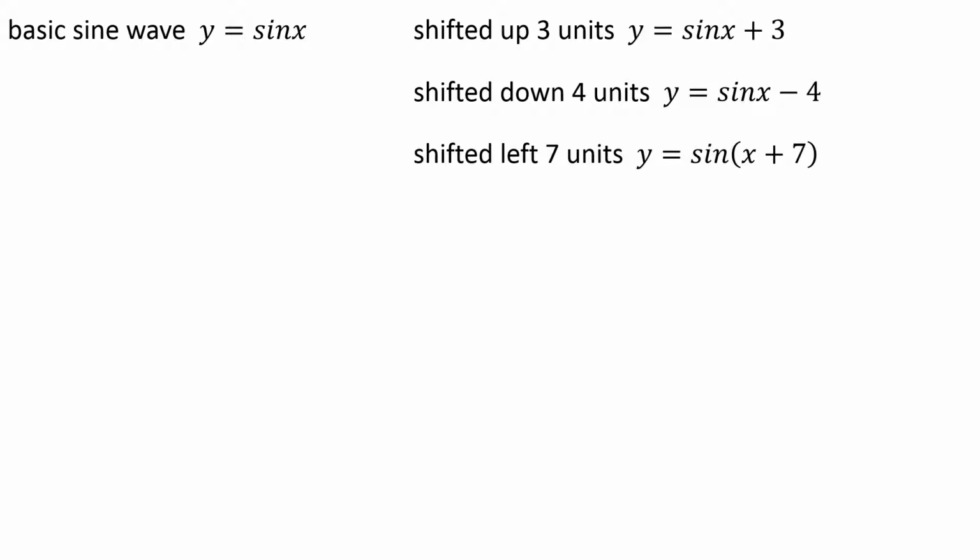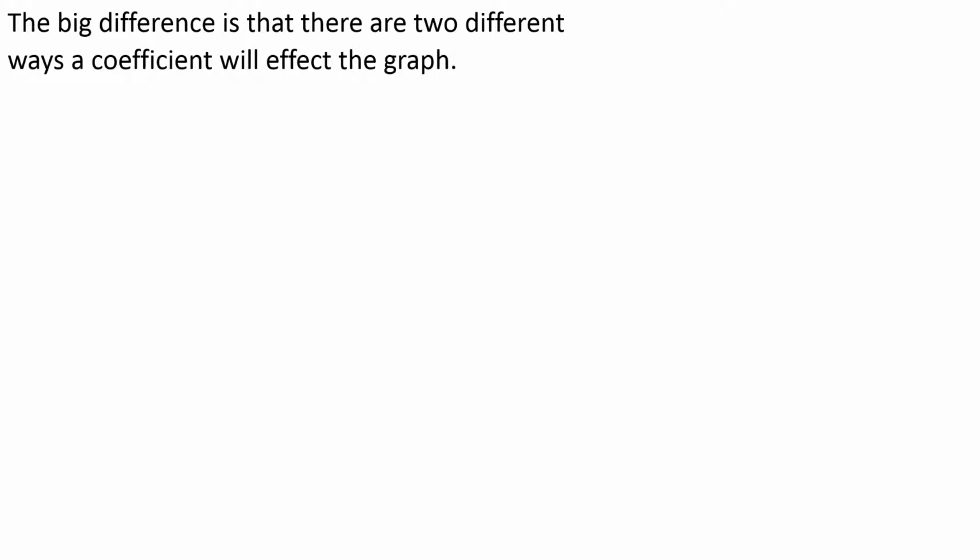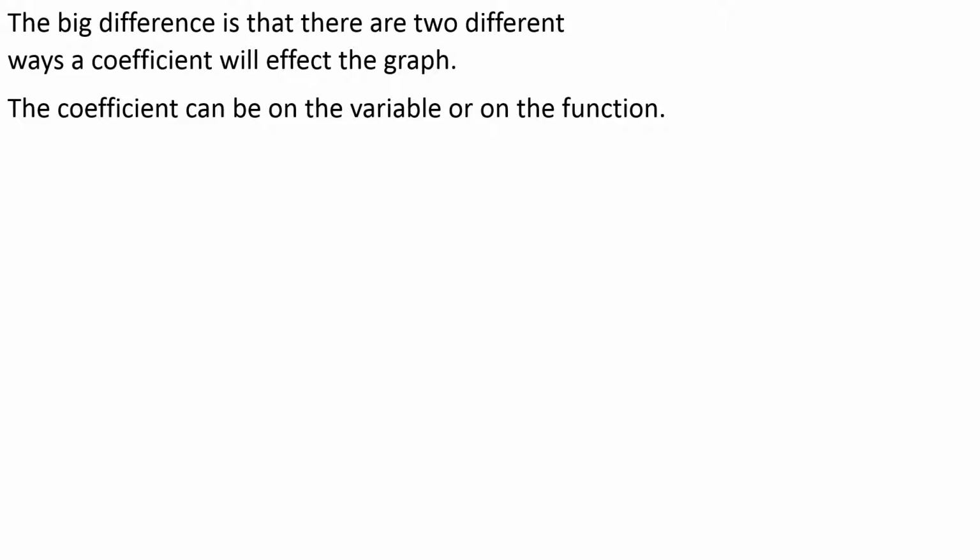Now, what if I want to do the addition of 7 first before I apply it to the sine function? Well, we're shifting left 7 units. Again, because of the parentheses, we're shifting right 2 units. Right? The difference is whether we want to do the addition or subtraction first, or whether we want to use the sine function first. Now, the big difference, though, is that there are 2 different ways a coefficient can affect the graph, because the coefficient can either be just on the variable, or the coefficient could be on the function.